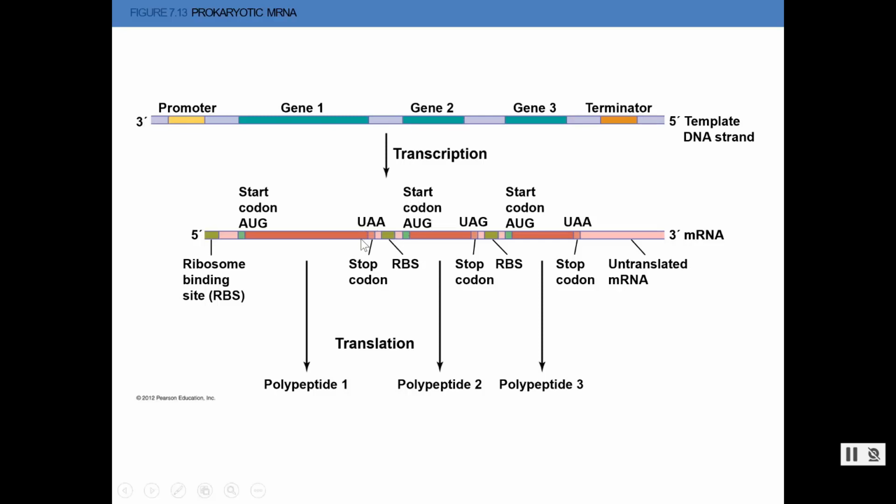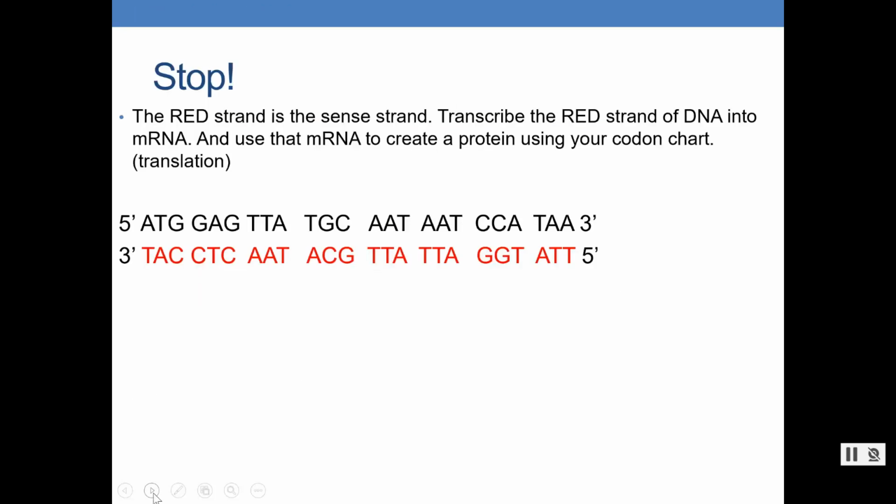All right, so that's going on. And so you can see on this mRNA strand that I have lots of nucleotides that are not getting translated. There's some that are ribosome binding sites, and there's some that's just extra. So the start and the stop is what gets translated into a protein. All right, what else do we need to say?